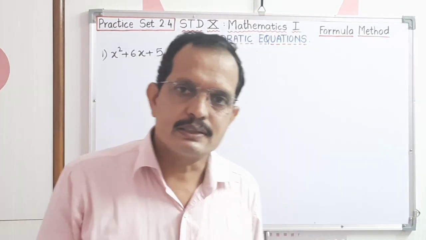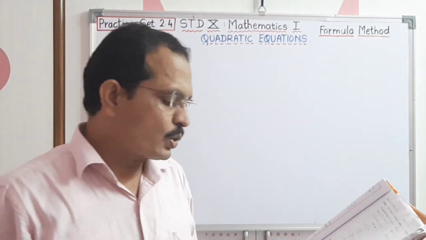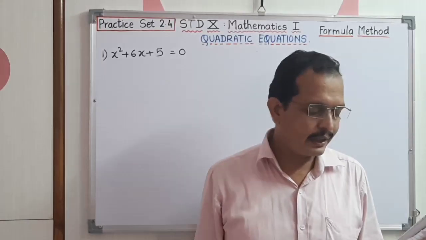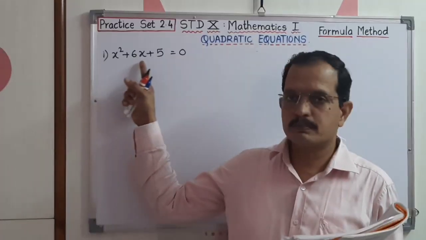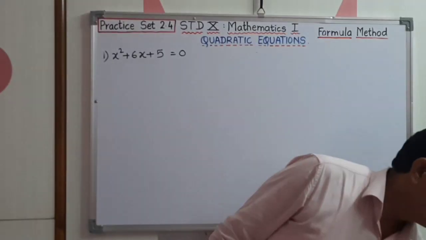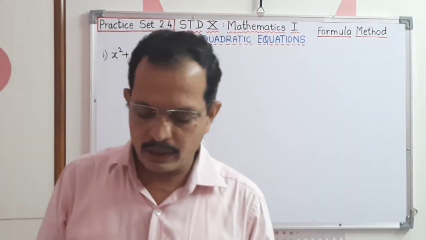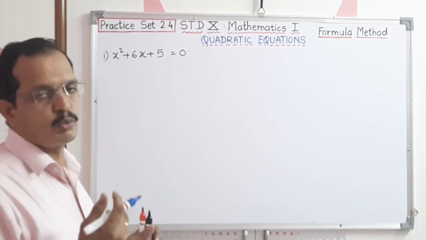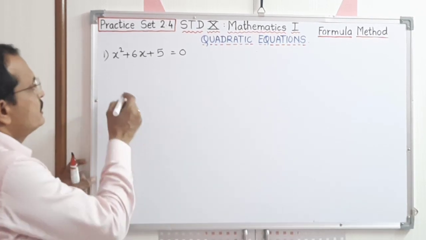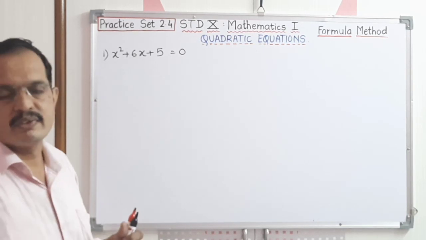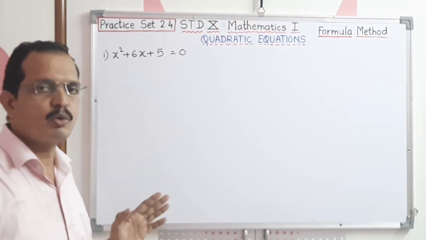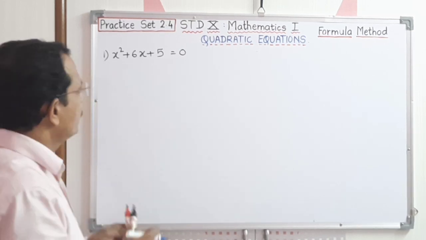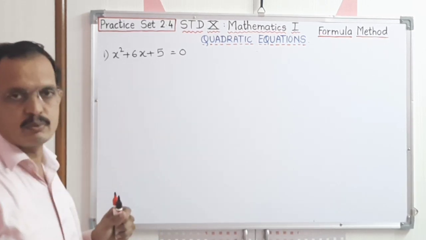Let's start with the second question. Solve using formula. The first equation is given: x square plus 6x plus 5 equal to 0. Now this quadratic equation we have to solve by the formula method. First step is we have to see whether the given equation is in standard form or not. If it is not, then we have to write it in standard form. Here the given equation is in standard form.